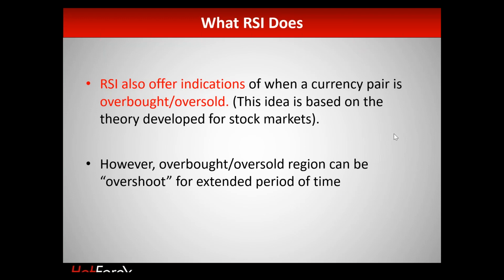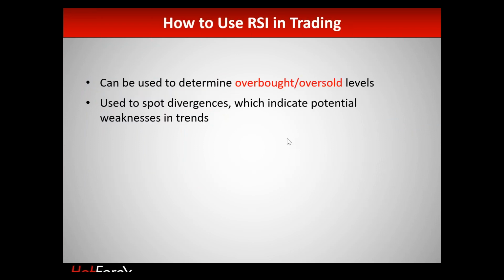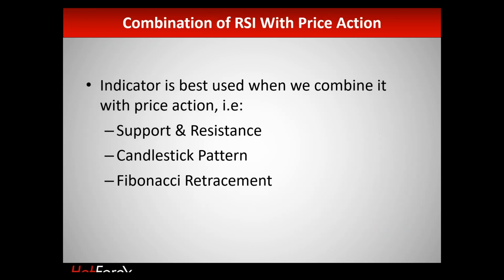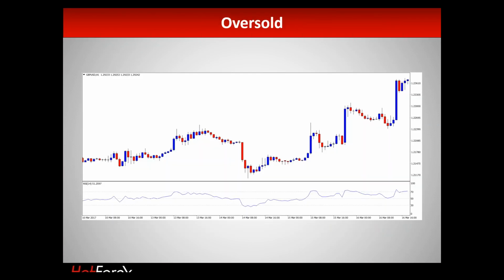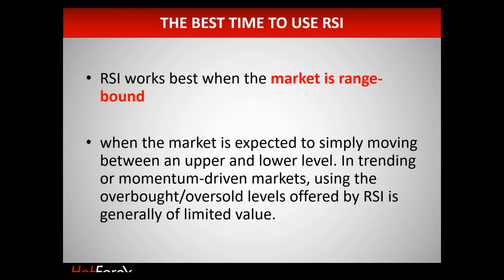Overshoot. Because market always has momentum, so momentum will continue until it reverses. What happens is, we need to use other things to filter. Usually RSI is best used when the market is ranging. Market is range bound, best.